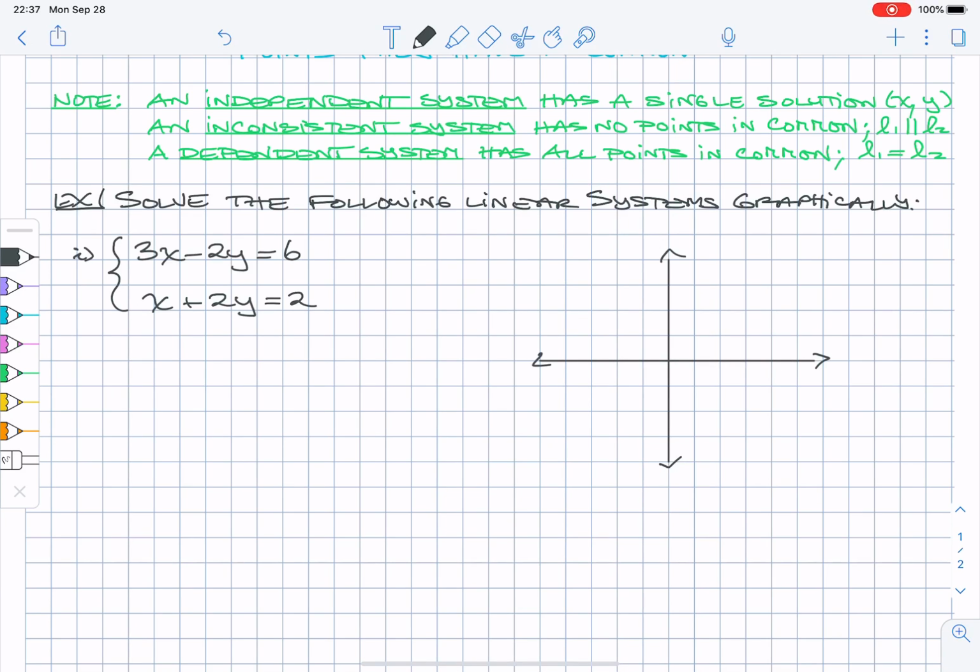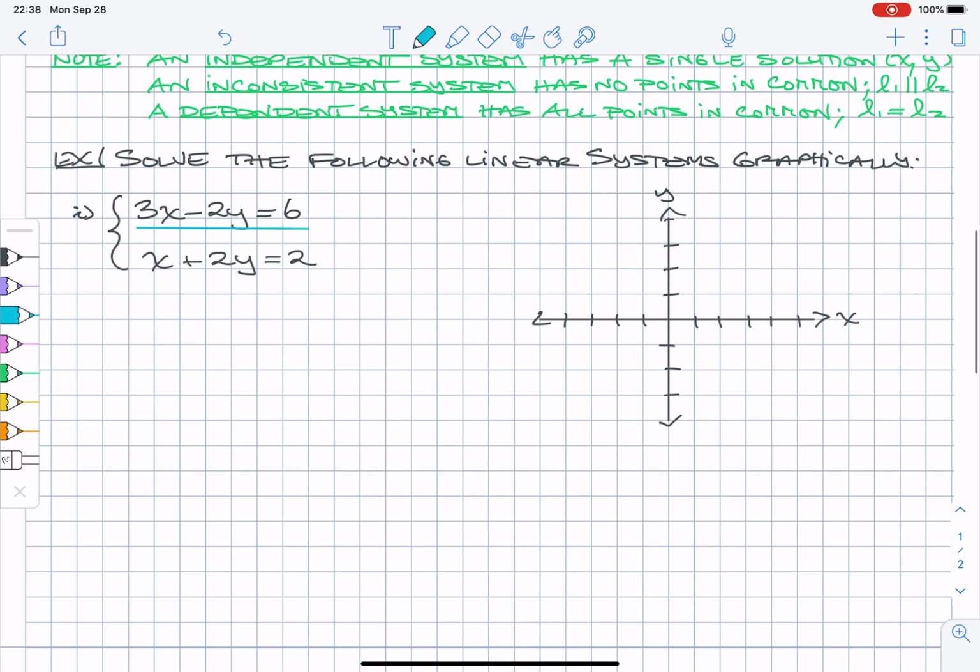Not drawn very well. So x and y. Let's do 1, 2, 3, 4 and so on to mark the axes. Okay, so let's look at the first line, namely 3x minus 2y is equal to 6.